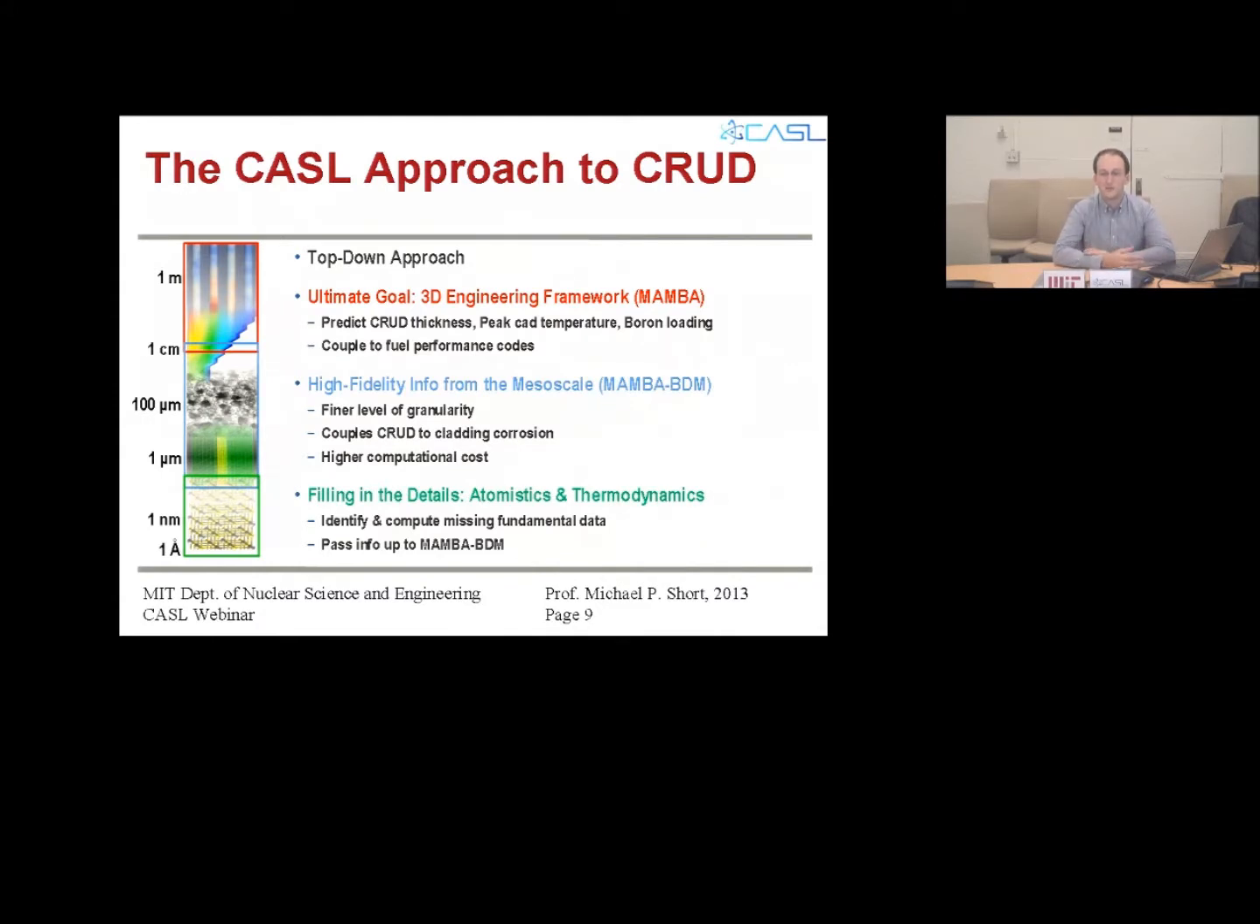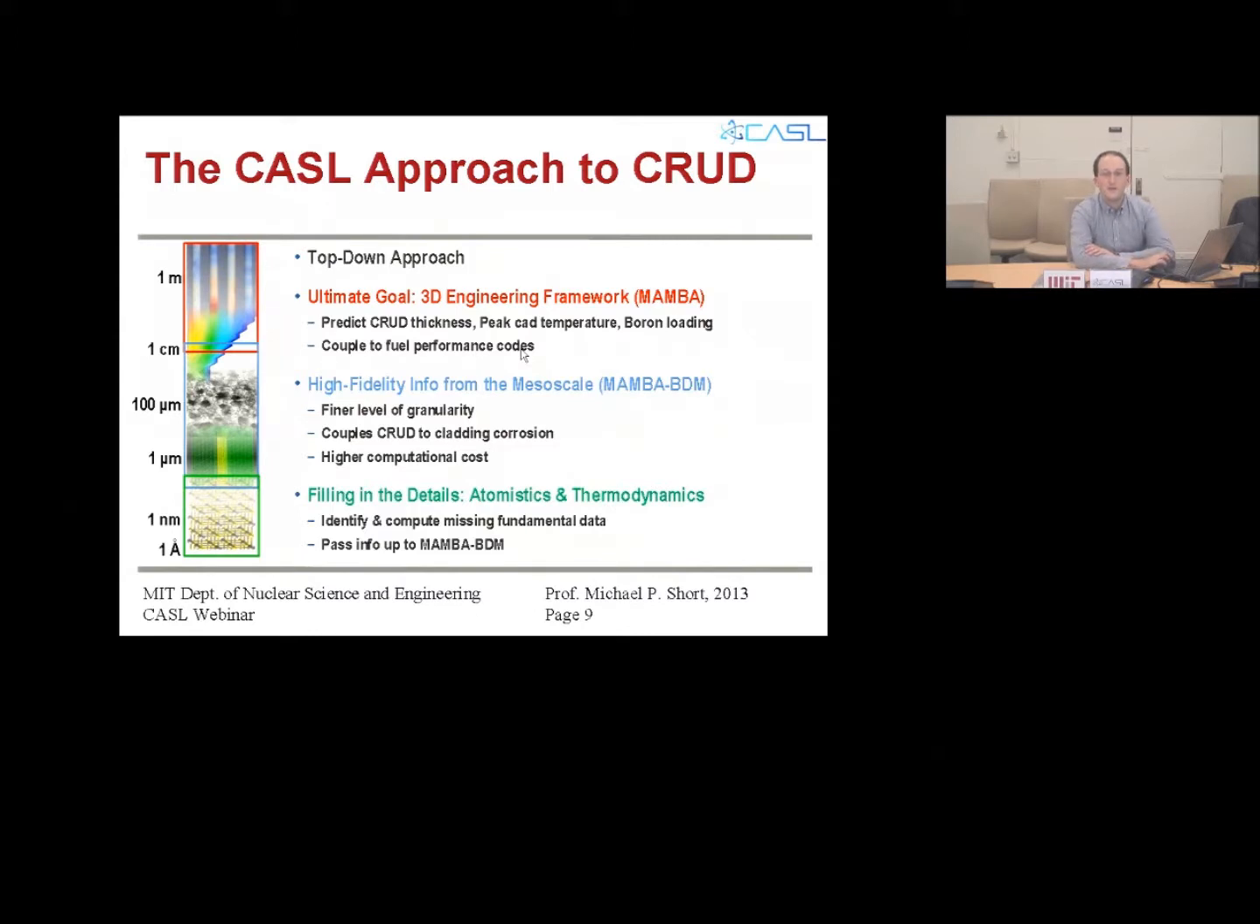And so all these things I was wondering, how do people actually do this stuff? CASL's doing it for real. We have a top-down approach where the ultimate goal is to make a 3D full-core engineering CRUD framework called MAMBA, being developed by Brian Kendrick and John Barber at Los Alamos. And the goal is to predict the CRUD thickness, the peak clad temperature, and the boron loading at every point in the core, and actually couple it to fuel performance codes like Bison, Peregrine, and anything else you'd want to use.